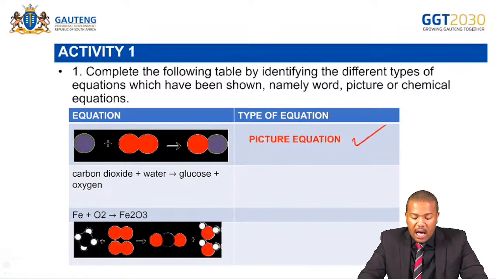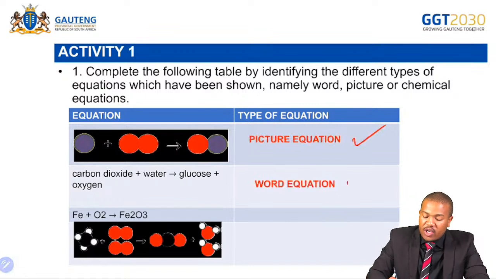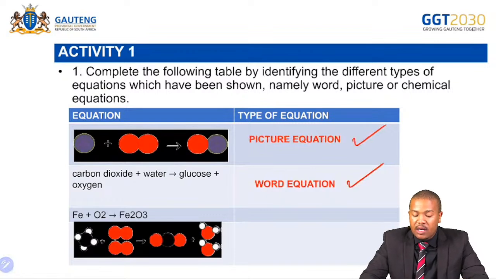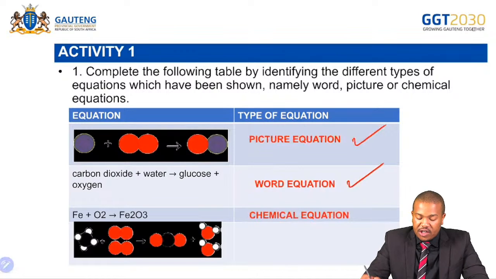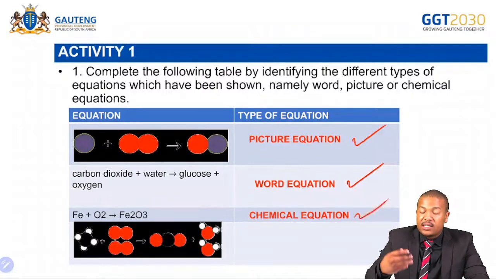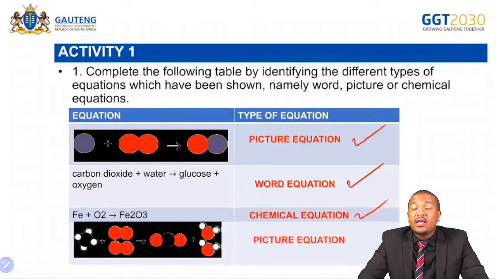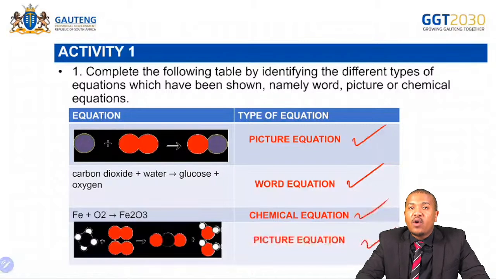Then the second one, it is a word equation because we used words: carbon dioxide plus water to form glucose and oxygen. Then the third one is a chemical equation because we used symbols. Then the last one also is a picture equation. So again, I'm going to give you another quick minute to copy down corrections.